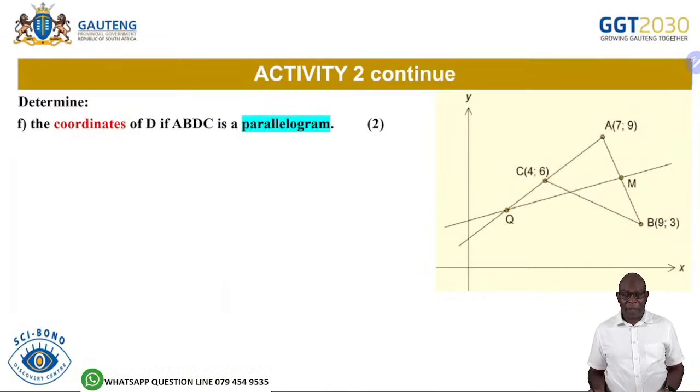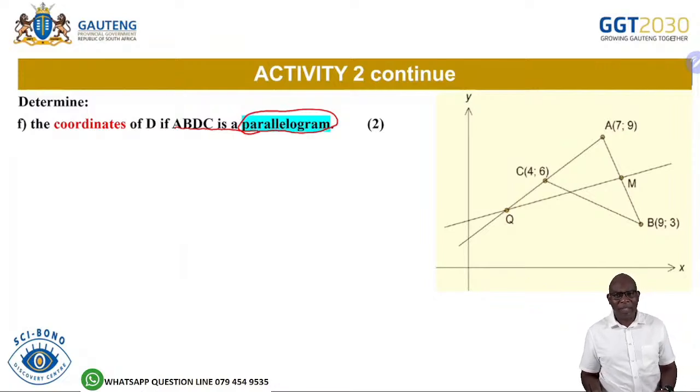All right, welcome back. Activity 2 continued. Now, this question here, it's 2 marks. Now, it says, determine the coordinates of D. I don't have D on my sketch, but they told me that ABDC is a parallelogram. So in other words, I must know what a parallelogram is. I must know what are the properties of the parallelogram. But I'm going to do it differently now. I'm going to do it by using the analytical methods, using the X and the Y values.